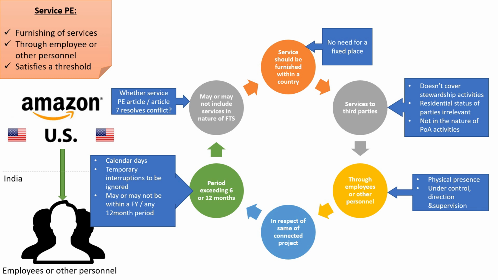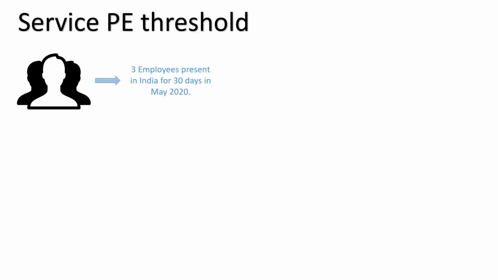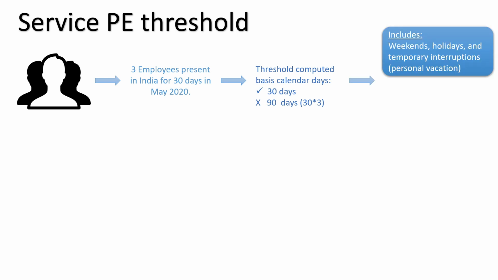In computing the threshold, calendar days should be considered and not man days. For example, if 3 employees from foreign enterprises are present in India for 30 days in May 2020, it will be computed as 30 days and not 90 days. Typically, weekends, holidays and temporary interruptions such as personal vacation during the tenure of the service shall not be excluded from computing the threshold.